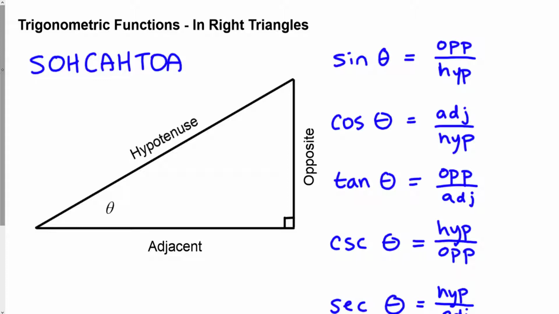So the way it helps you remember this stuff. S stands for sine, and sine is defined as the opposite side over the hypotenuse, so O over H. And then C stands for cosine, A and H stand for adjacent and hypotenuse. T stands for tangent, O and A are standing for opposite and adjacent. So it's an easy way of remembering the way these functions are defined.